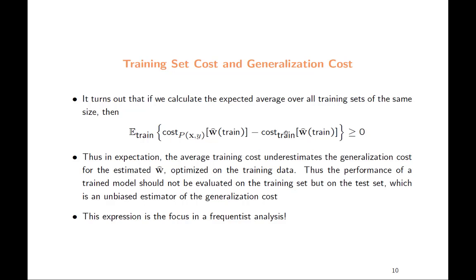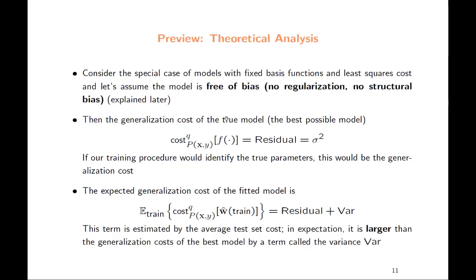As an expectation, the average training cost underestimates the generalization cost for the estimated W hat optimized on the training data. Thus, the performance of the trained model should not be evaluated on the training set, but on the test set, which is then an unbiased estimate of the generalization cost. This equation is really the basis for the frequentist analysis of training and test error, which we will discuss later.